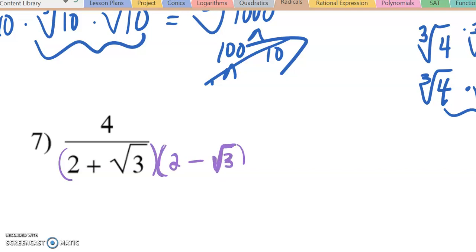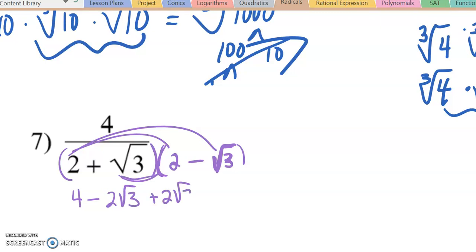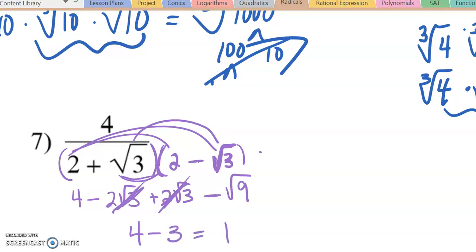Now, the reason we change the value is because when I FOIL, I'm going to get 4. I'm going to get a minus 2 root 3, but inside here I will get plus 2 root 3. And that is what we want because this and this will go away. And the last part of my FOIL will be plus minus minus square root of 3 times square root of 3, which is 9. These will cancel, and I'll get 4 minus 3, and that is 1. So the bottom, or the denominator of my fraction, is 1.